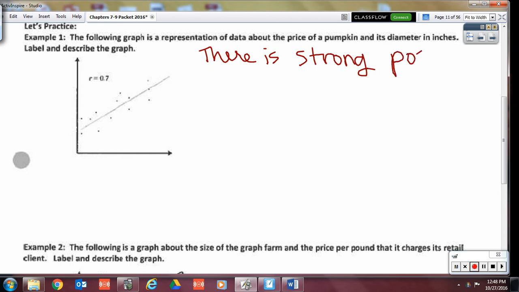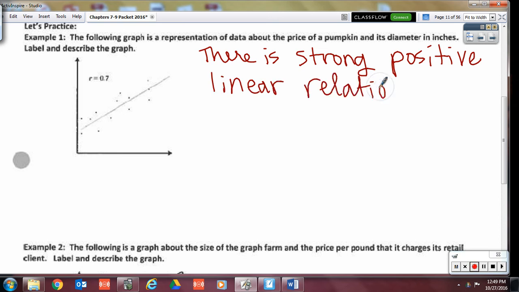Positive or negative, and so in this case it's positive. And then what's next? Positive or negative? Linear. Okay, so linear relationship or correlation, either way, between what? X and Y. And you have to write the context down, of course.